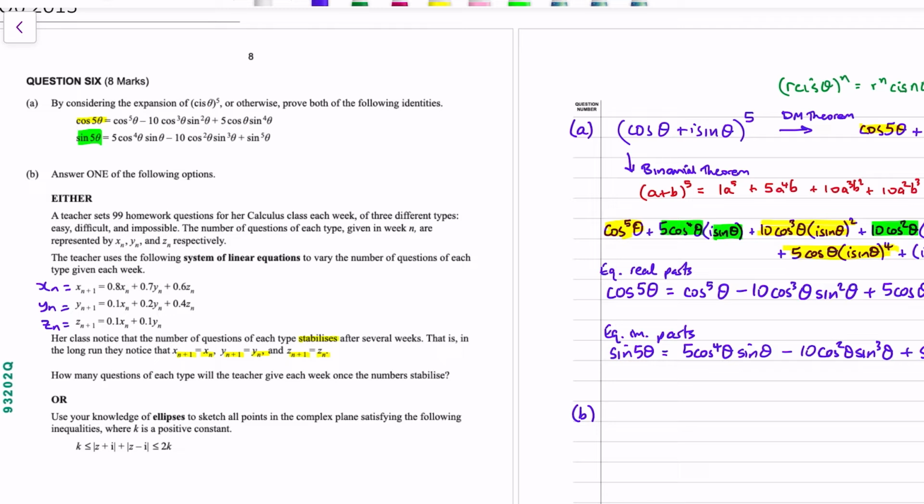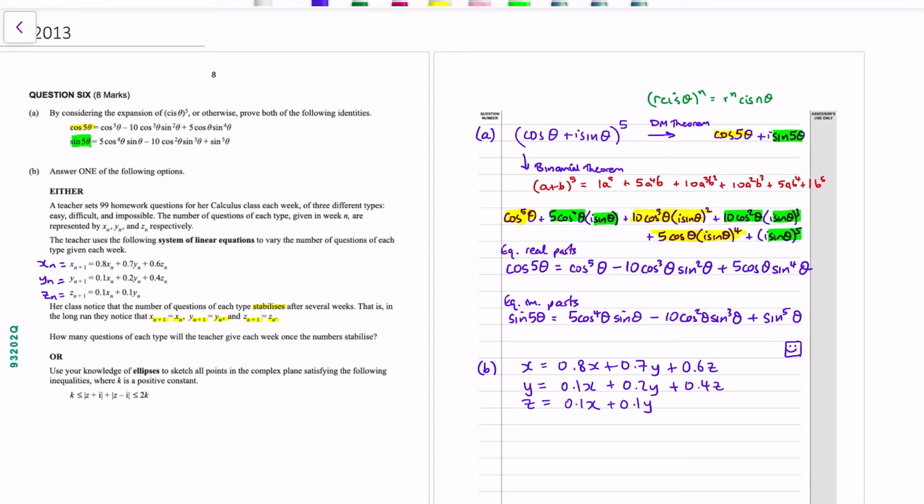And then I'm going to drop the subscript notation altogether. So I'm going to solve x equals 0.8x plus 0.7y plus 0.6z. That's one equation. Y equals 0.1x plus 0.2y plus 0.4z, and z is 0.1x plus 0.1y. If you solve these manually, you'd have to substitute one equation into the other or eliminate the variables. But it's a linear system of equations, so we can just go into our graphics calculator.